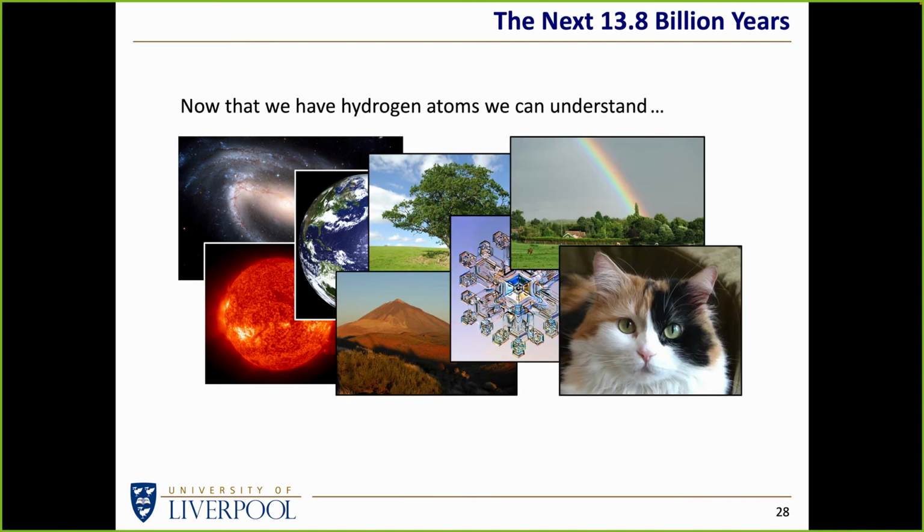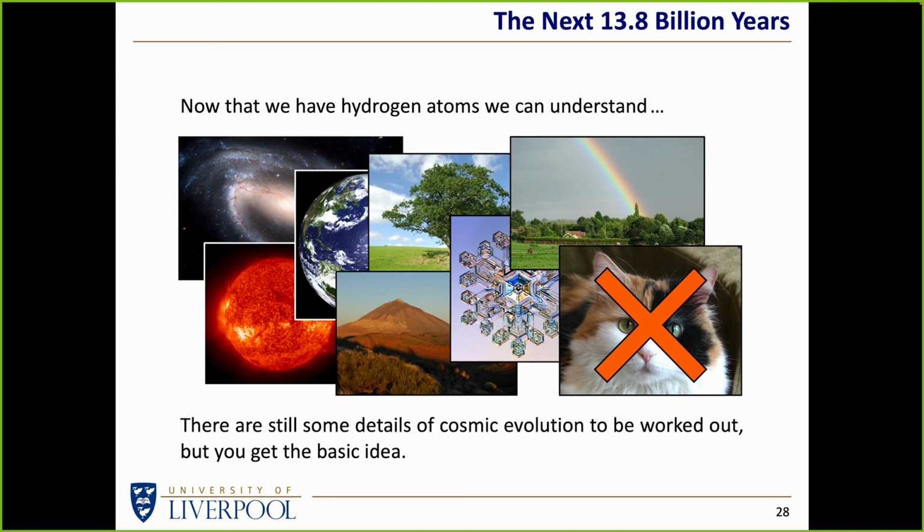Basically, given hydrogen, we can understand galaxies and stars and planets and trees and mountains and snowflakes and rainbows and cats, and okay, maybe not cats. I don't think we'll ever understand cats. But if we start with enough hydrogen, then we can pretty much understand everything that comes after that. Yes, there are still a lot of details to be worked out, but you get the basic idea.